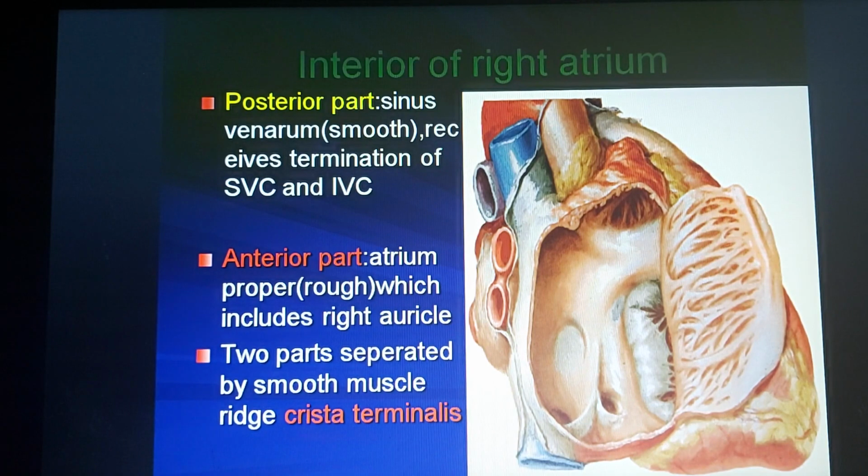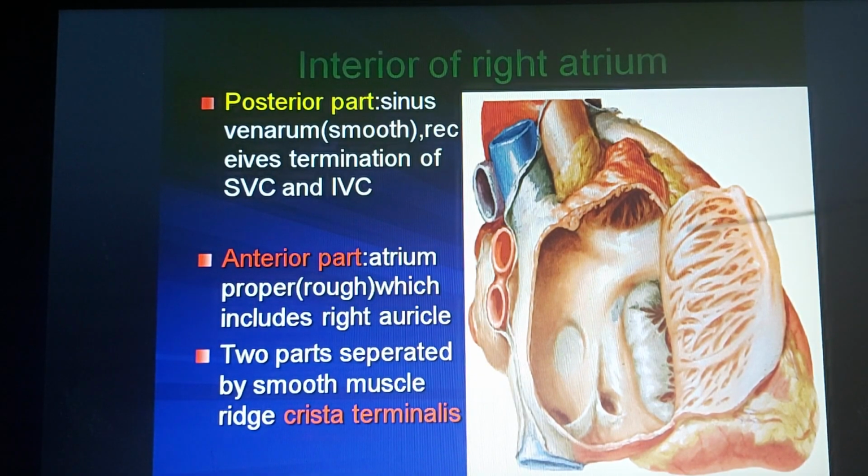Coming to the interior of the right atrium, the anterior part and posterior part are separated by the crista terminalis, which is a smooth muscle ridge. The posterior part, that is the sinus venarum, is smooth. It receives the termination of the superior vena cava and inferior vena cava. The anterior part, that is the atrium proper, is rough. Including this anterior part, there is a right auricle.